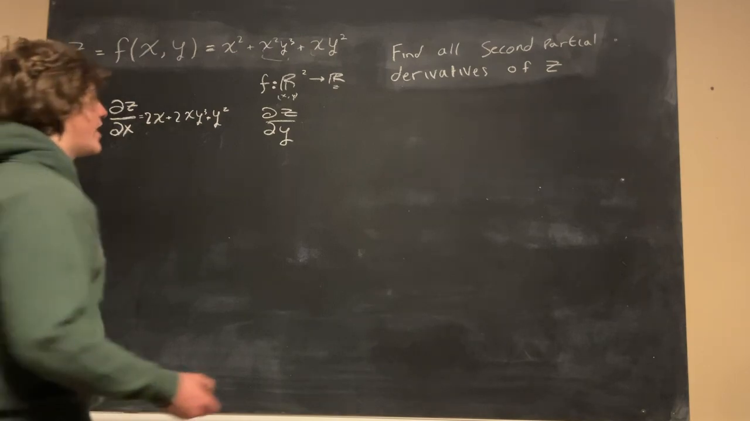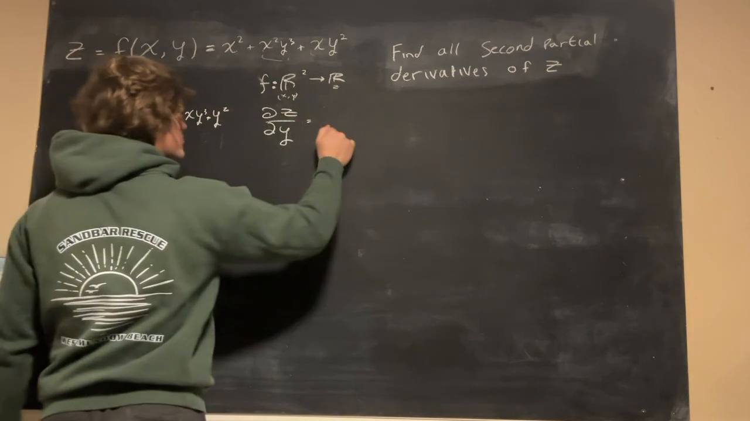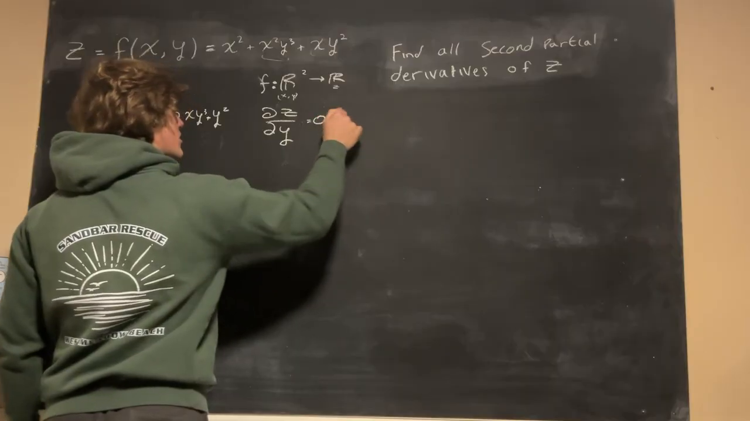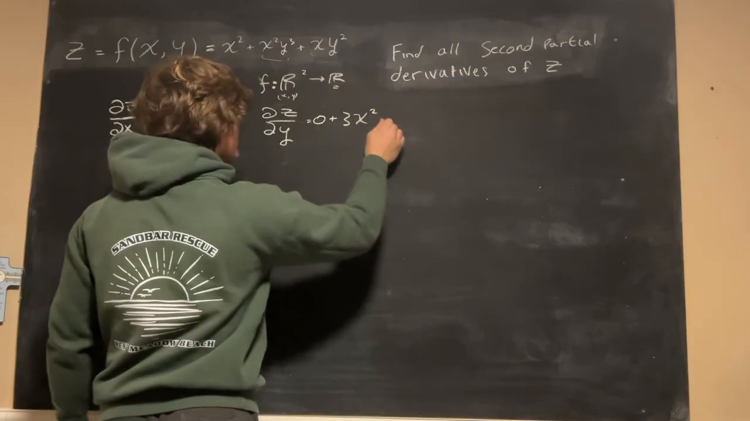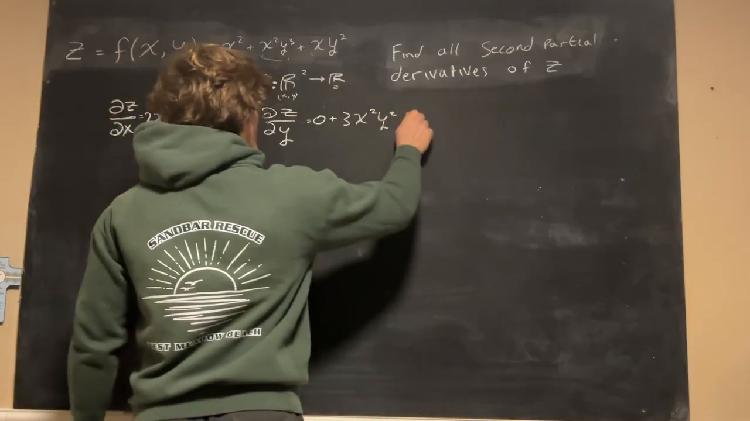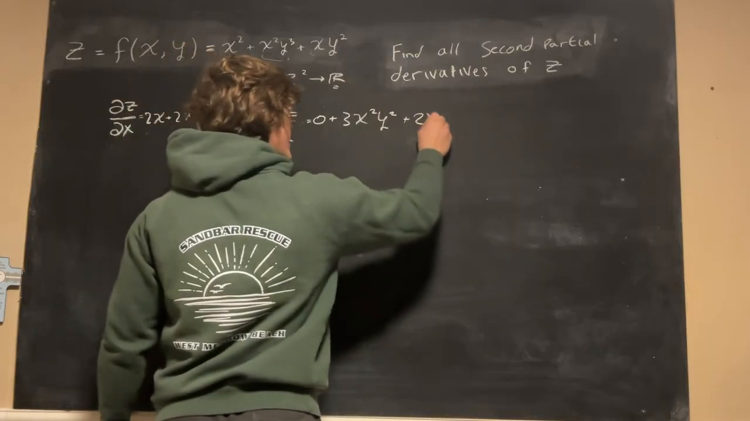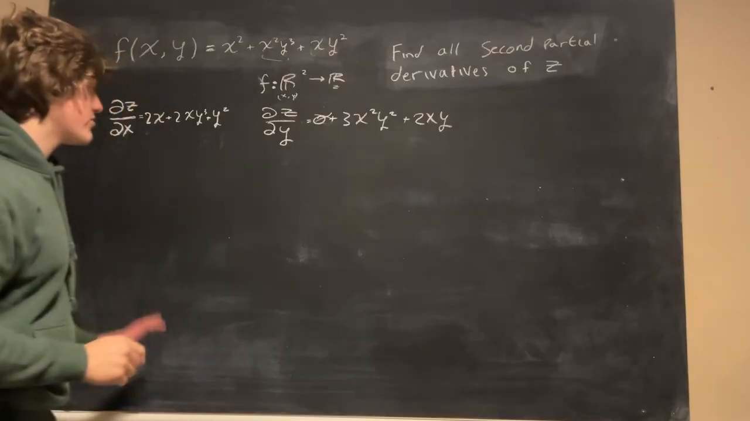Now let's do that for y. So this term becomes 0, plus this term becomes 3x squared, because that's a constant, times y squared. Now we are adding 2xy. So this is just 0, so that's not really there.